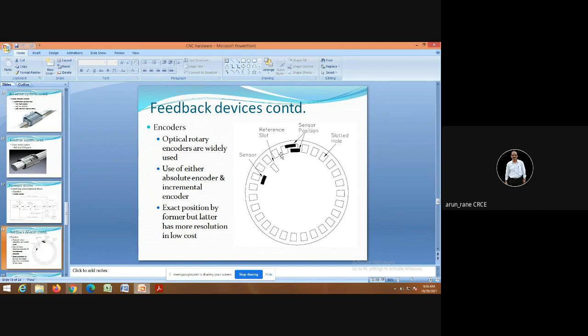So light will be passed here, blocked here, passed here, blocked here, pass, block, like that. And the number of passes, how many times the light is passed and how many times the light is blocked, is counted, and accordingly the position feedback is worked out.